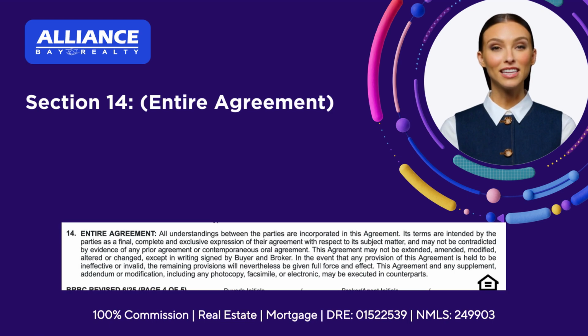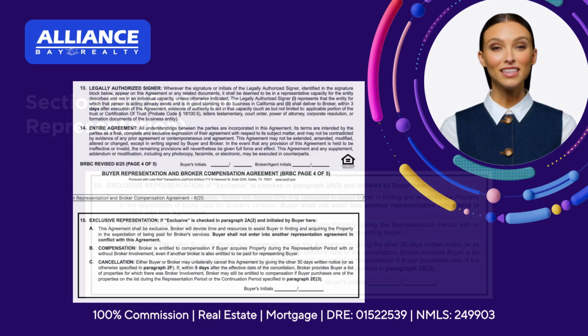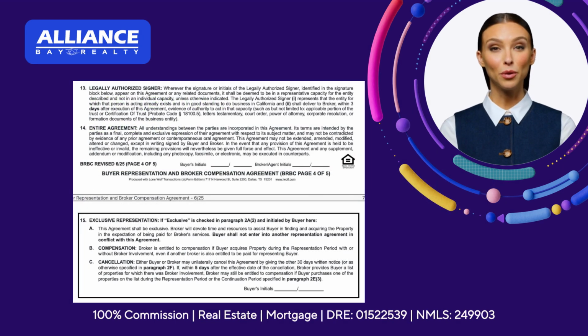It confirms that the person signing has proper authority and must provide documentation to support it. Section 14 is the entire agreement clause. This section makes it clear that everything agreed upon is contained in this written document and that any changes must be made in writing and signed by both parties. Section 15 covers exclusive representation. This is where we explain when representation becomes exclusive, how compensation works under an exclusive agreement, and how cancellation and continuation rights apply. These sections are critical because they define authority, enforceability, and expectations.